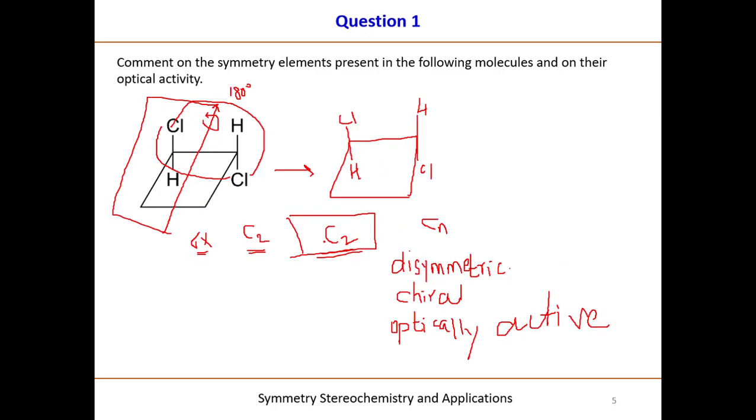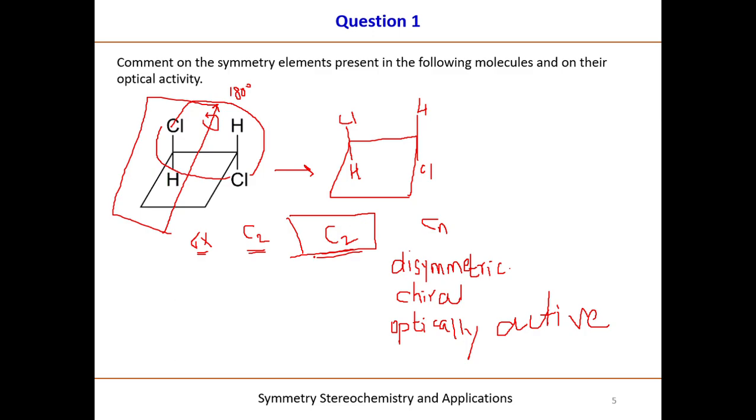This is a trans example of the previous question, and in this case we observe that only the C2 axis of rotation was present and no other symmetry element was present. So all the other symmetry elements were absent. That's why the molecule became dissymmetric, because of the C2 point group, and it was chiral and optically active.